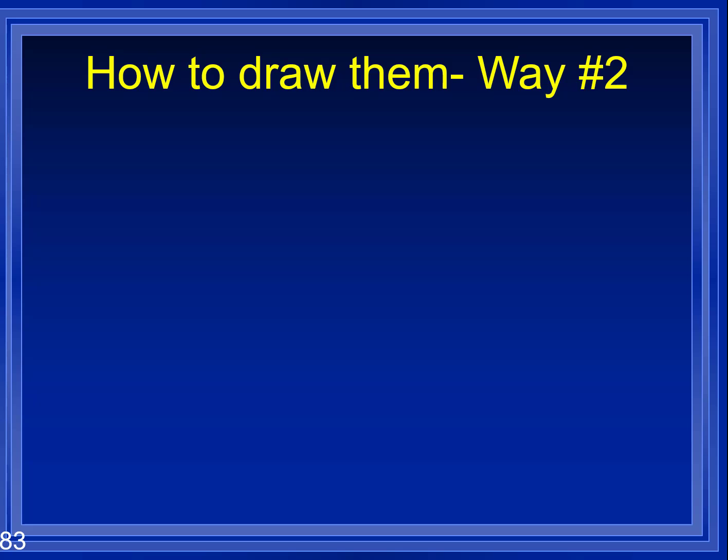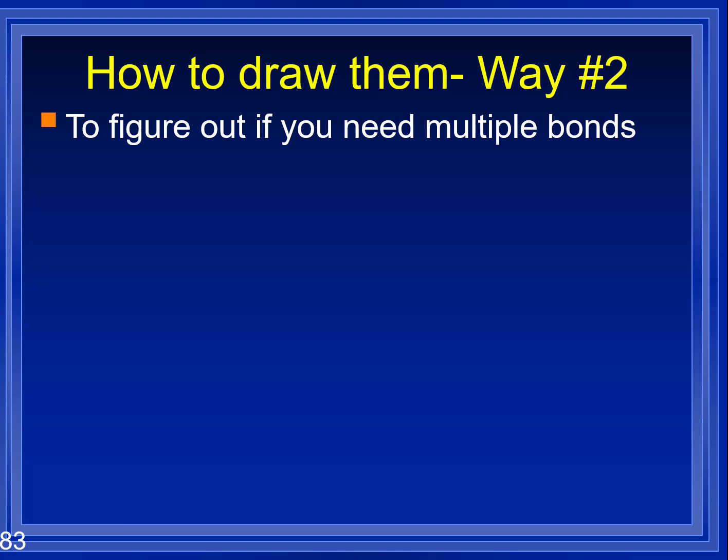So today, we're going to draw some more structures and learn a different way to look at them. We're going to focus not on the atoms, but on the bonds. What we're trying to do is figure out, before we draw anything, if you need multiple bonds. It's going to involve some simple integer math.